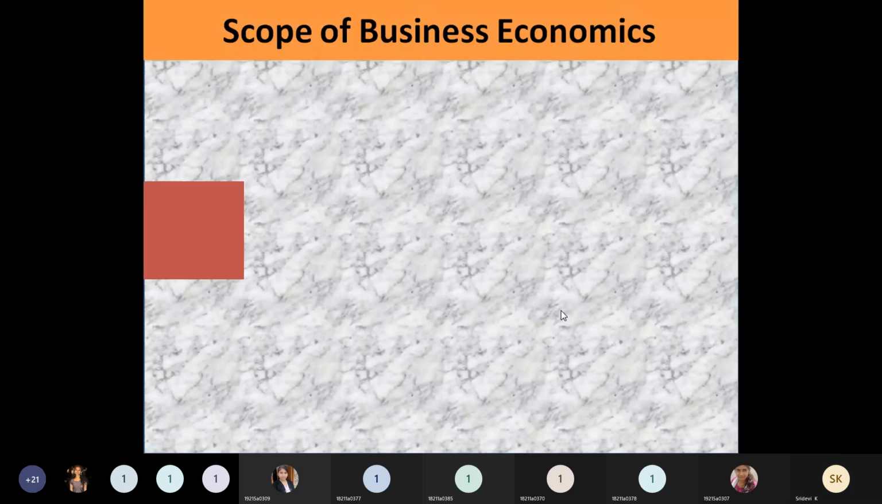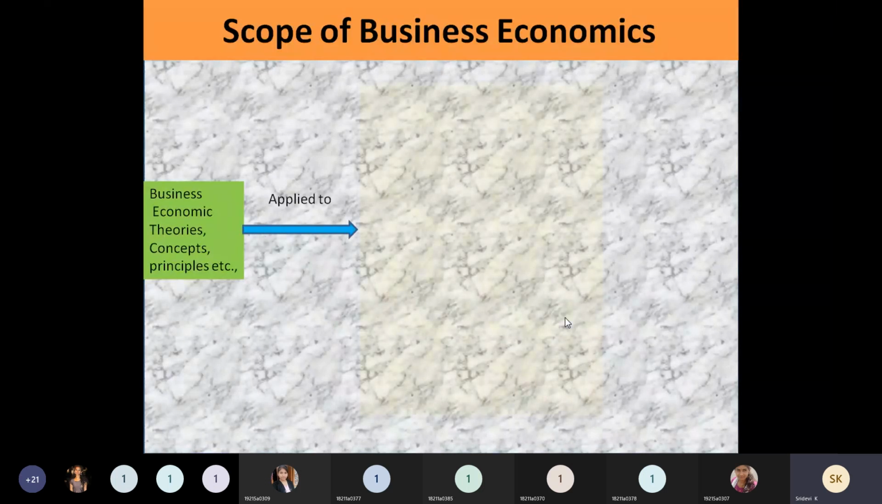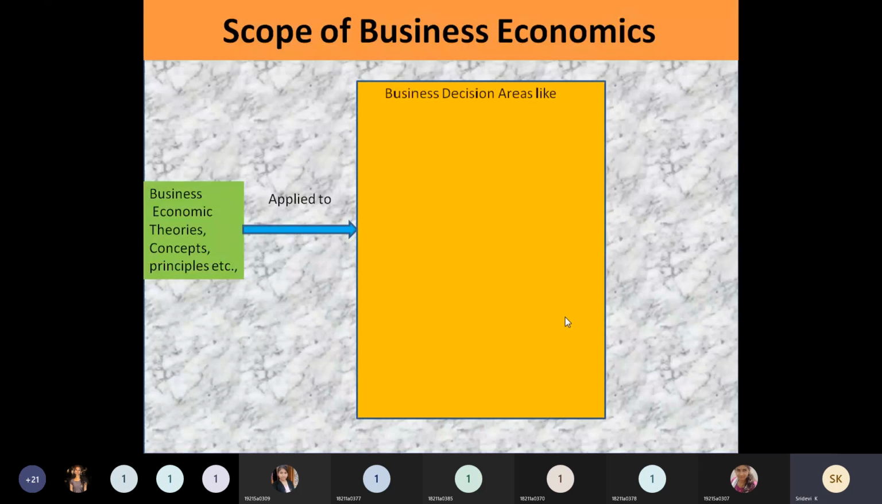So this we can show in a chart. Here we are applying all the theories, concepts, and principles created in business economics. These are going to be applied to certain business decision areas. What are the decision areas, we will see one by one. Later we will discuss in detail. These decision areas may be internal issues or external issues where you can apply business economics.